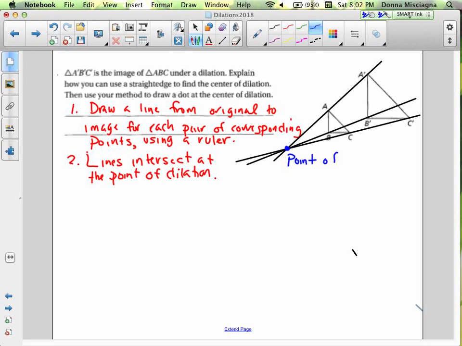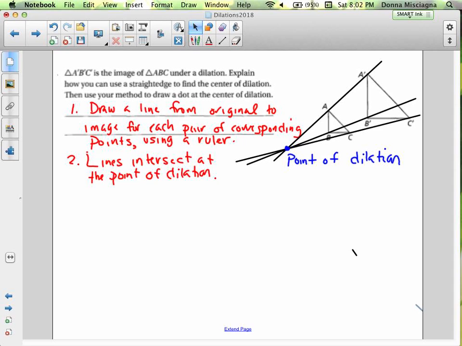So you have this one in your notes. It'll be a lot easier for you because you could just use a straight edge and just connect the original and the image. In this case, it's going to be on the side of the pre-image, because the image is larger, and so the image is going to be farther away from the point of dilation. And that's all you have to do.